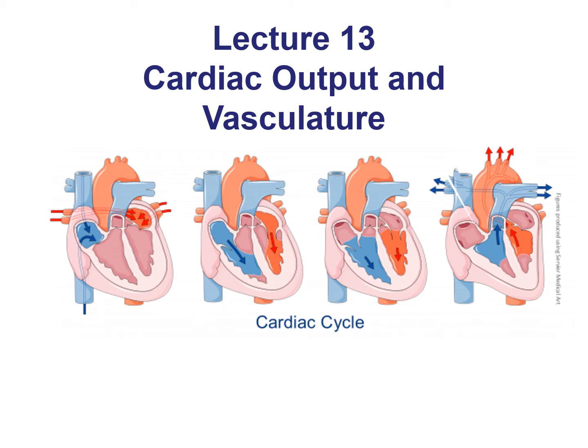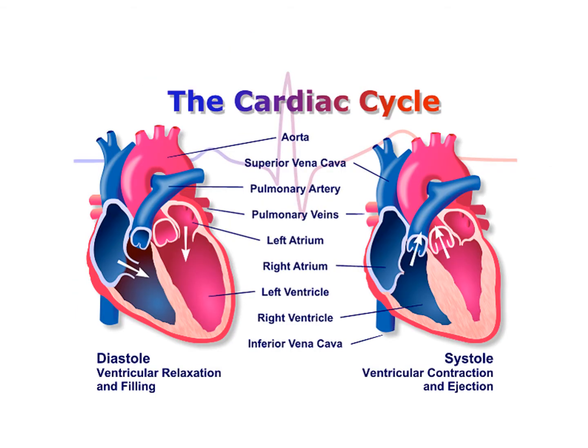This is lecture 13 for Biology 178, covering cardiac output and vasculature. In the previous lecture, we finished by talking about the events of the cardiac cycle and looking at diastole and systole. When we were talking about them in general, we were of course referring to the ventricles. Remember that diastole in general is referring to ventricular relaxation and filling.